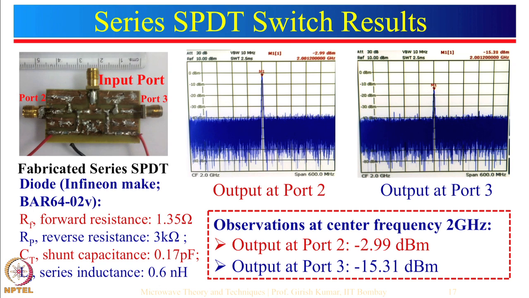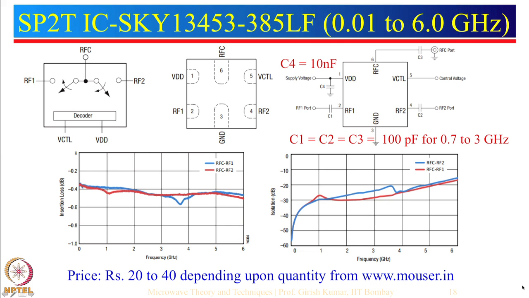So it is not a very good switch in the sense that the isolation between port 2 and port 3 is only of the order of 12.3 dB. Okay. So a better design has to be done, and in fact I did mention that one can use a combination of series and shunt that will provide better results. So let us now look at one of the commercially available switches.